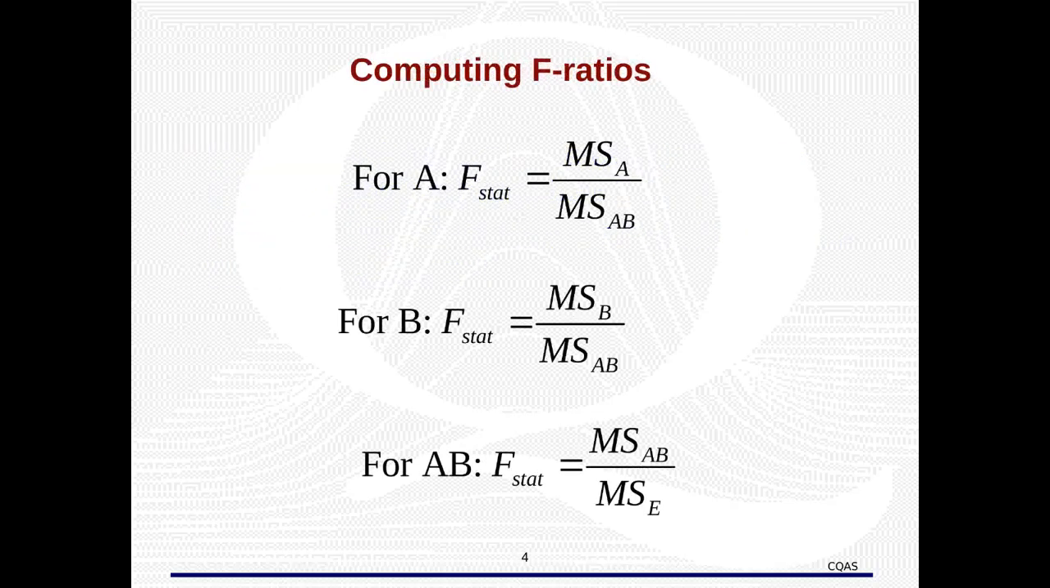Here are the test statistics for this model. Notice that the mean square for the interaction is used to test the main effects. This is different from the fixed case where we test everything with the MSE. How did we come up with these ratios?